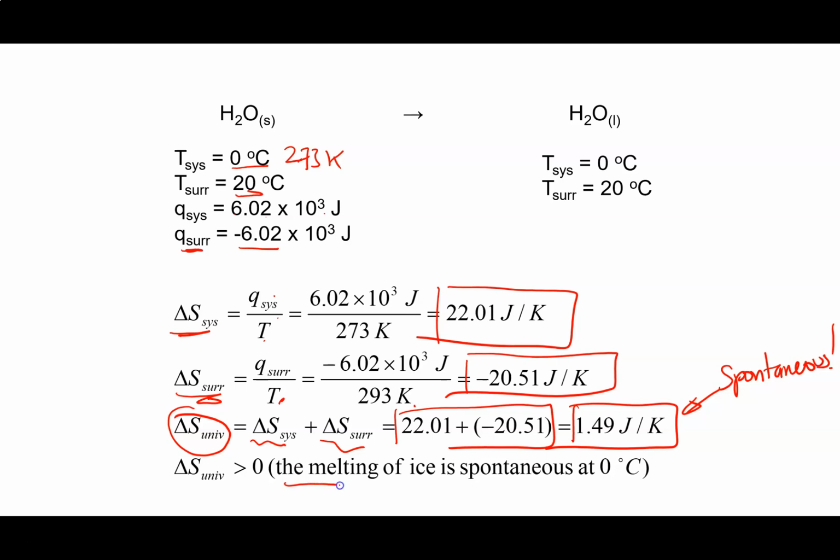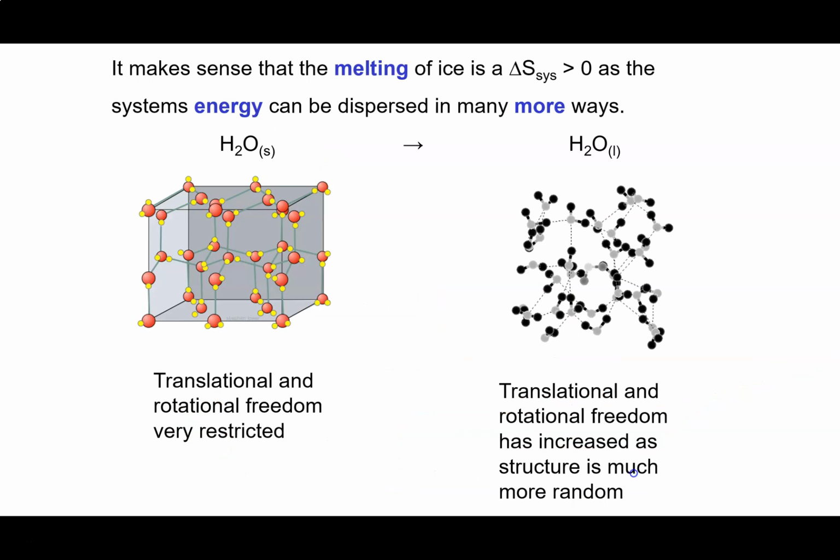So after a bunch of algebra, I figured out something that hopefully is obvious to all of you, that the melting of ice is spontaneous if you heat the ice above 0 degrees Celsius, which is hardly a surprise, right? But it's kind of nice to have a little confirmation that our math is working.